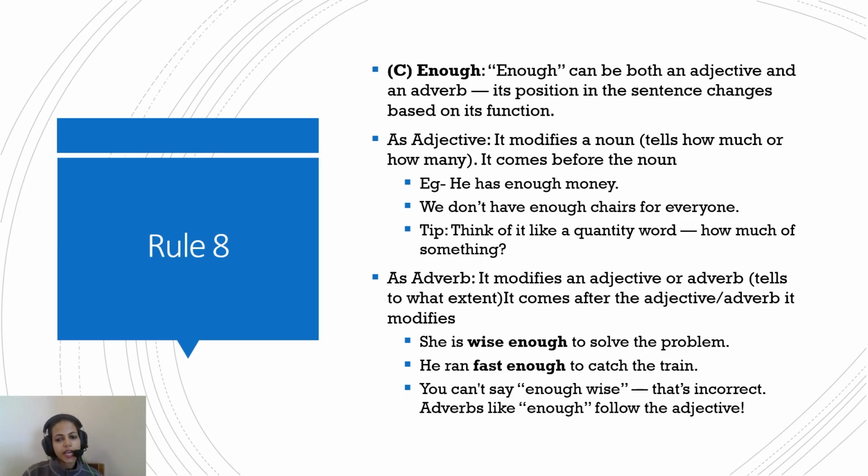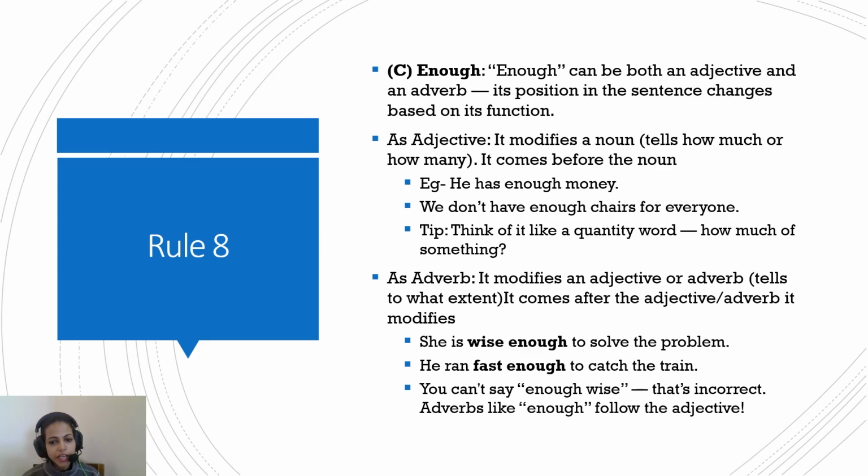"We don't have enough chairs for everyone." So "enough," again as an adjective, is placed before the noun because adjectives modify a noun. How many chairs do we have? We have enough for everyone. So think of it like a quantity word, how much of something, when "enough" is used as an adjective.